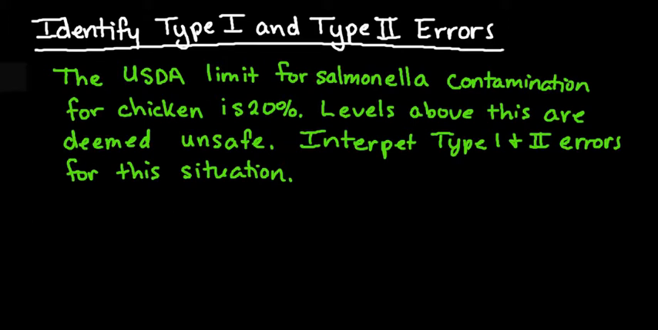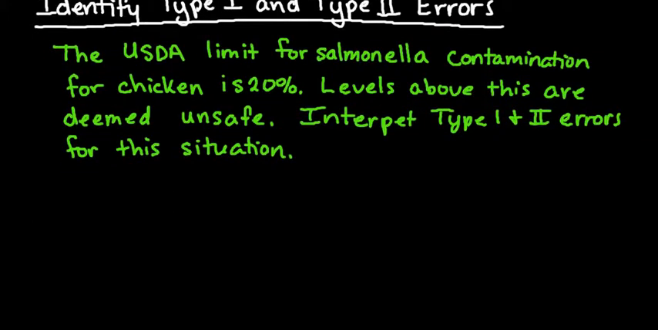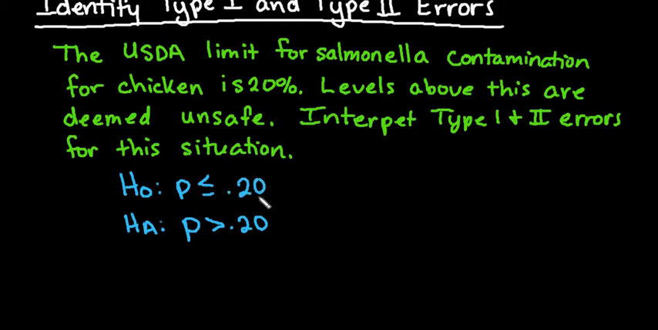So if you were going to do a hypothesis test for this, the first thing that you would want to do is set up the null and the alternative hypotheses. And so basically the way that we would set this up is that if the proportion is greater than 20%, then this would be deemed unsafe. If the levels are less than or equal to 20%, they would be deemed safe.